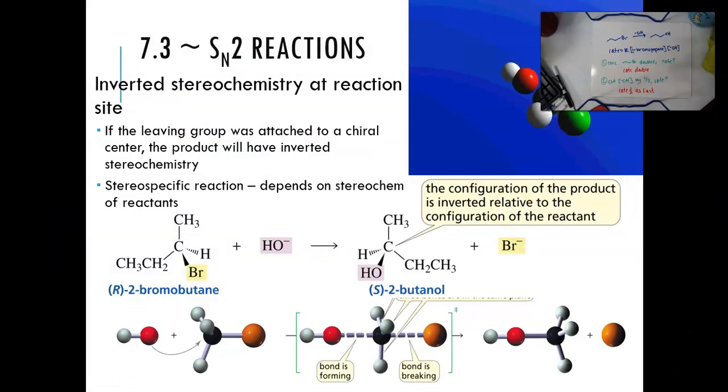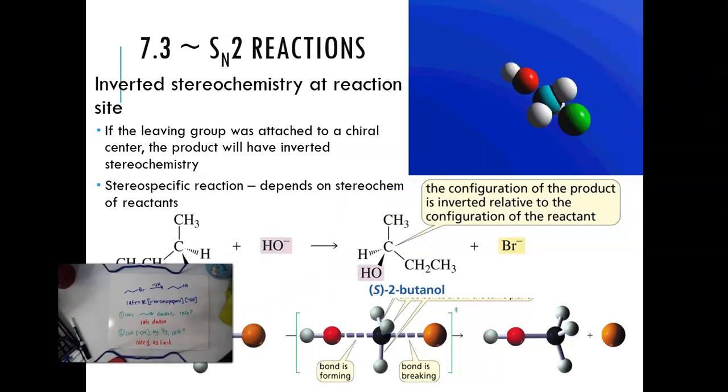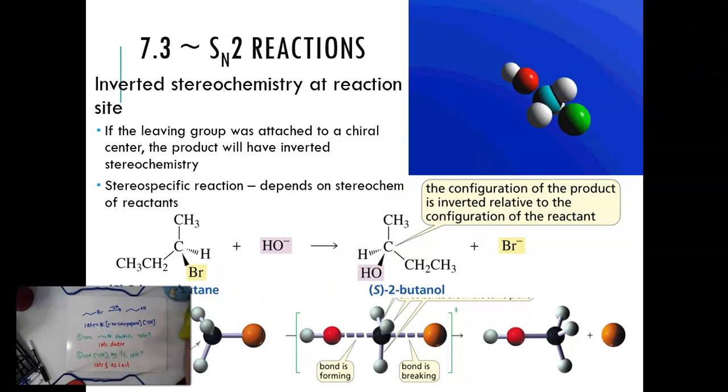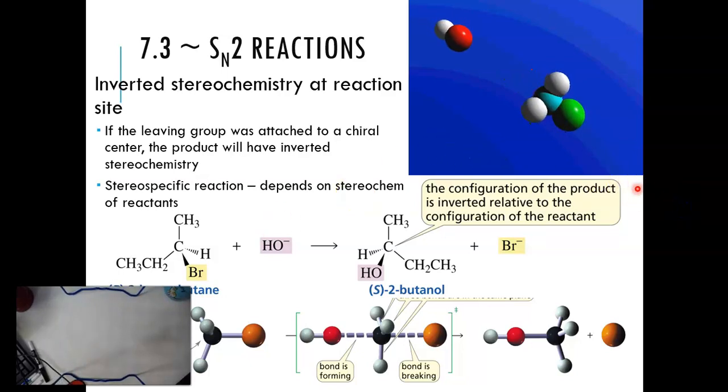So here's a little GIF showing that inverted stereochemistry. That's what we're going to focus on in this slide, and then we're going to do a couple practice problems with it. As I mentioned on our first slide, the stereochemistry of our product is inverted compared to the stereochemistry of our reactant. Now, this is only relevant and only happens if there's a stereocenter where that leaving group was attached.